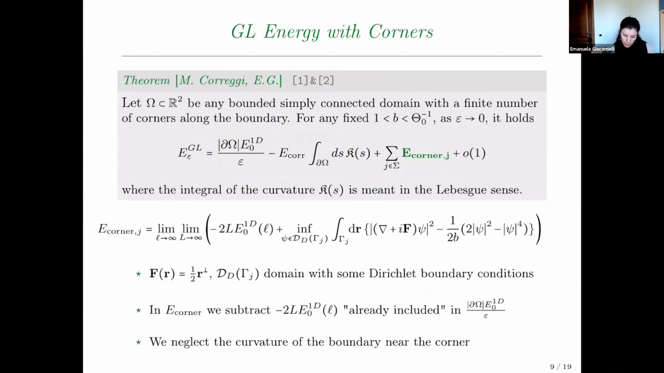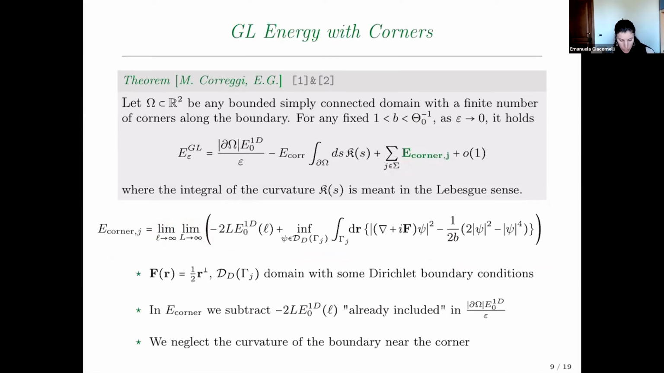About the contribution coming from the corners, this green contribution: sorry, I forgot to say that by this capital sigma, I denote the set of all corners. For each corner, I have this kind of contribution, and this contribution is defined in this way. Let me start to tell you why we have this limit here.